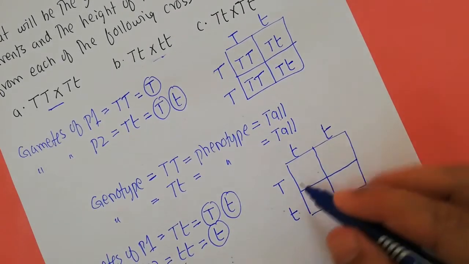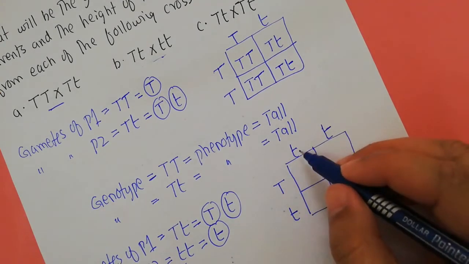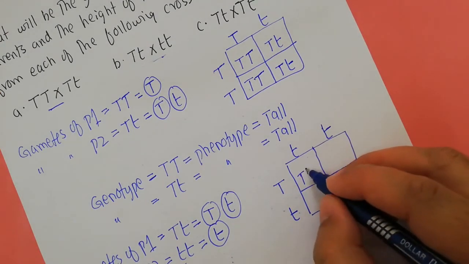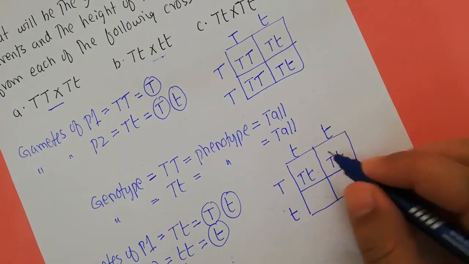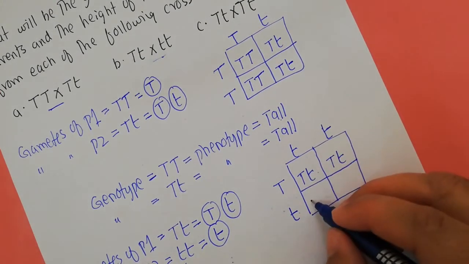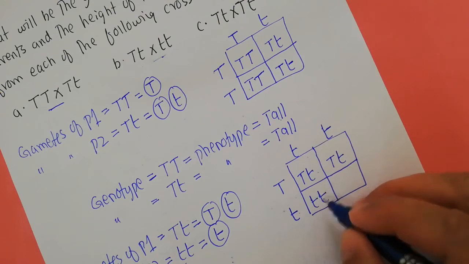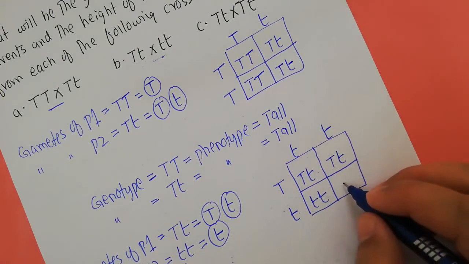Now, if you cross them, this capital T can combine with this small t. This capital T can combine with this small t. This small t can combine with this small t. And this small t can combine with this small t.